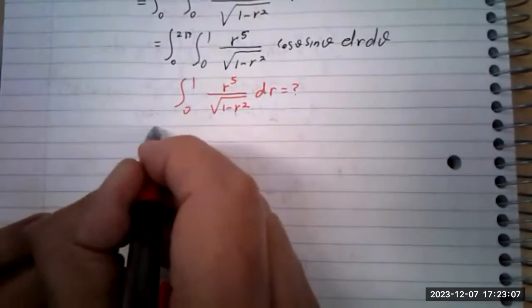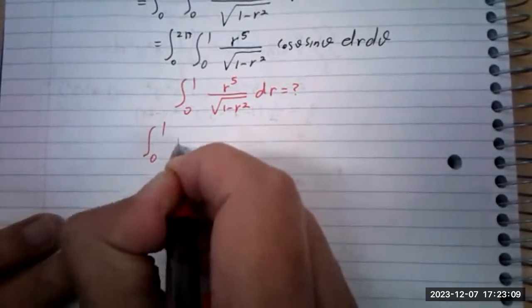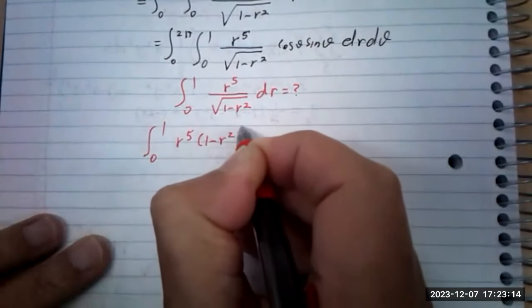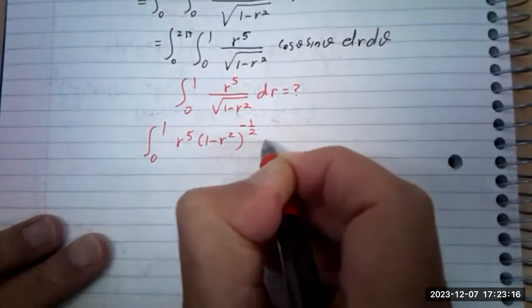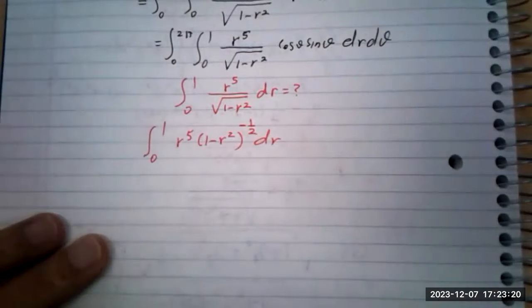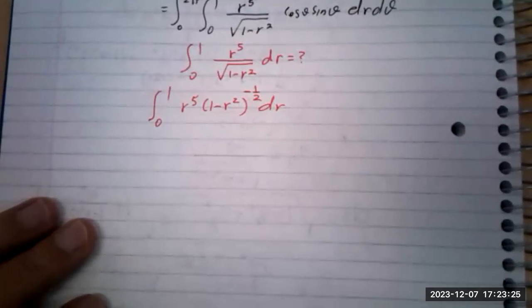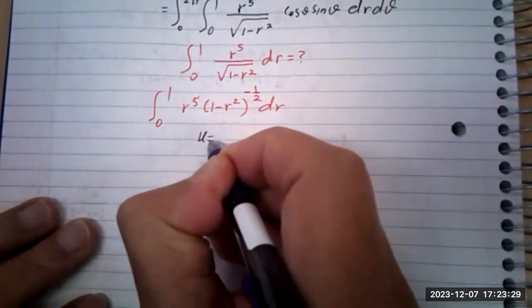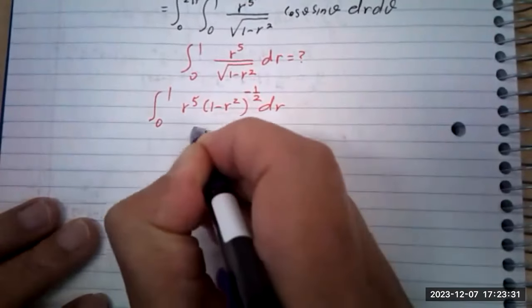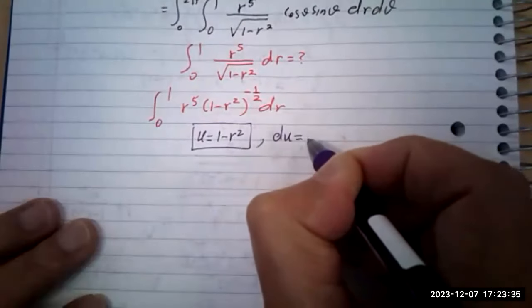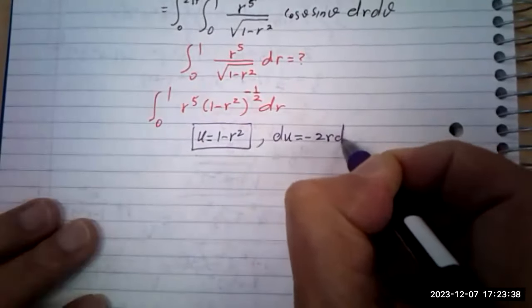So what's going to be this integral? 0 to 1, r to the fifth, 1 minus r squared to the negative 1 half, dr. Again, you have to use your substitution. The difficulty that you had for the other problem is going to be the same one for this one. Because you take u to be equal to 1 minus r squared, that's u. So your du would be what? du is negative 2r dr.